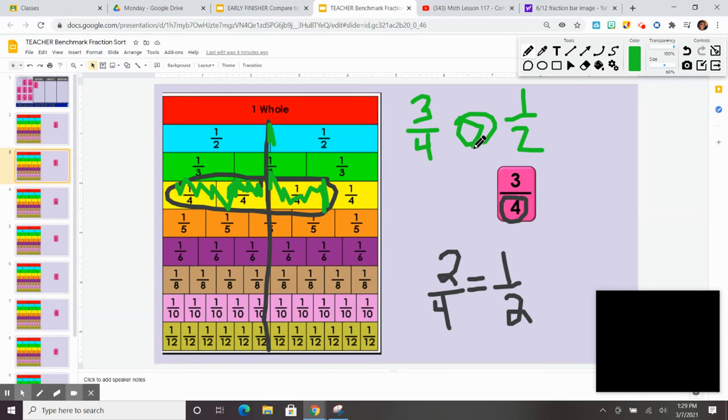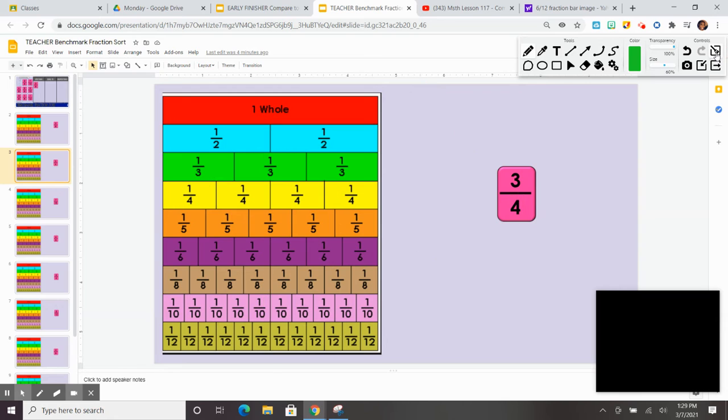Well, you have 3/4. See how the numbers on top are different? You have a 3 here and you have a 2 here. 3 is greater than 2, correct? All right, let's go to the next one.